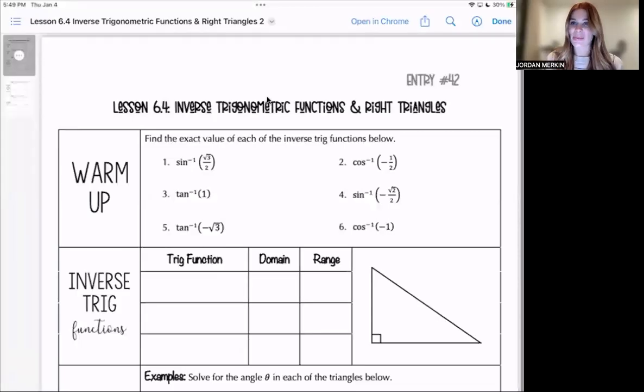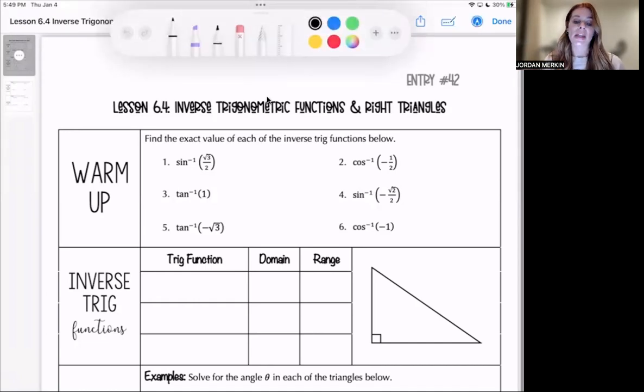Hi, everyone. Today we are going to talk about finding or evaluating inverse trig functions and the relationship between inverse trig functions and right triangles. So the very first part of the notes that we're going to go over today is dealing with just a little bit of review of evaluating inverse trig functions, thinking back to the unit circle.